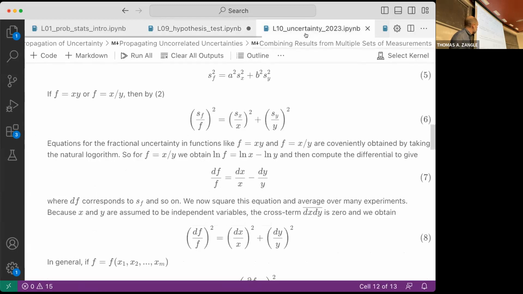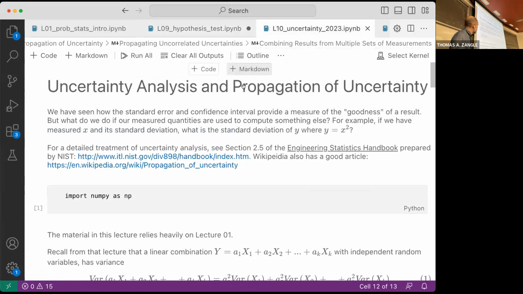I do want to quickly talk about, or at least introduce this concept of uncertainty analysis and propagation of uncertainty. There's a bit of a derivation that we're not going to go through in detail, but I do want to share the main result with you. And we'll review it at the beginning of lecture on Wednesday, but I just want to get this out so that we can keep moving forward.